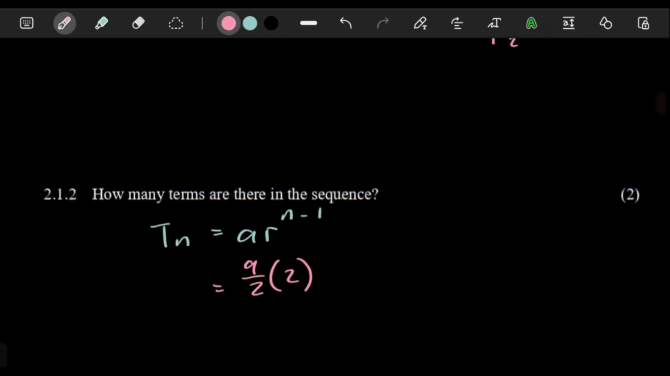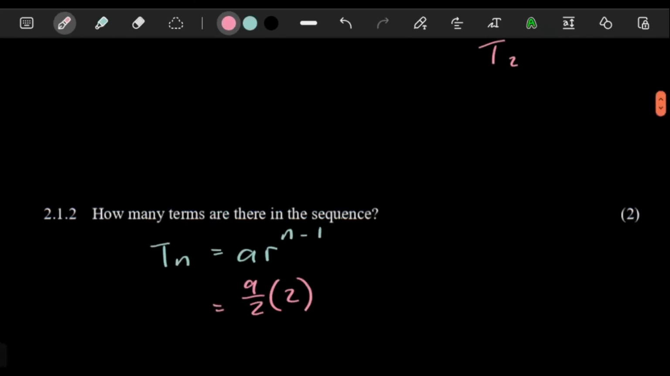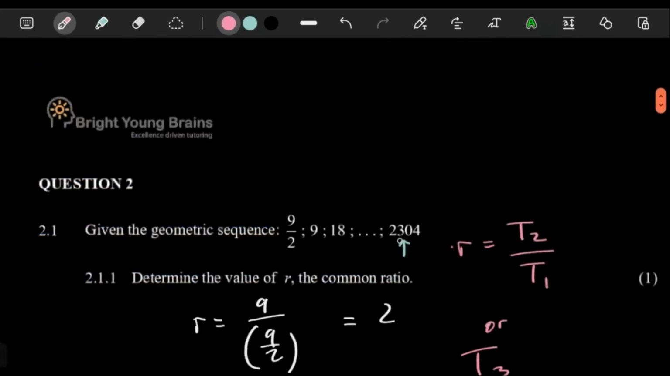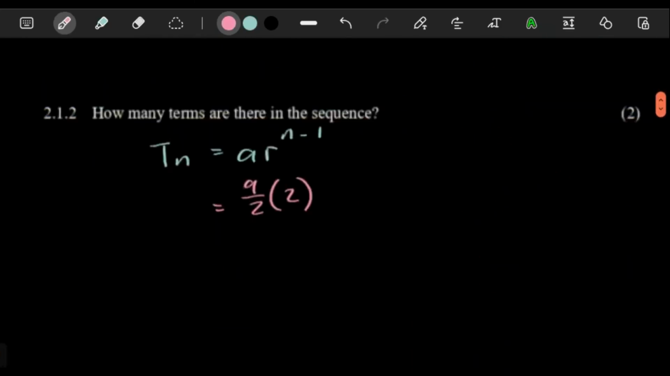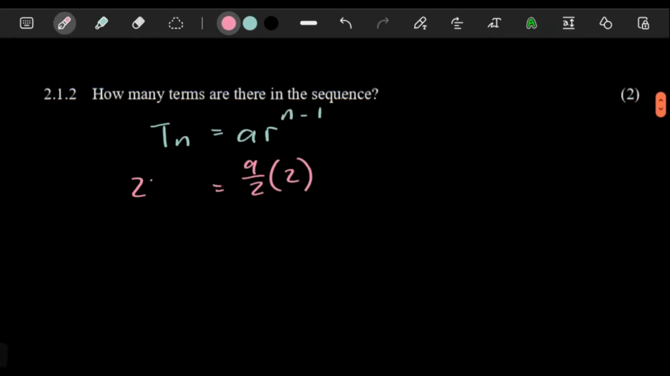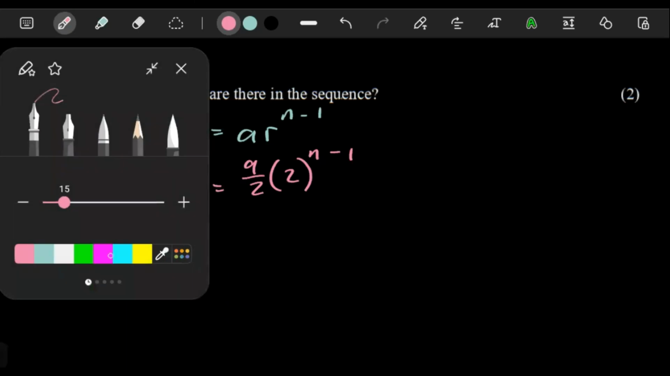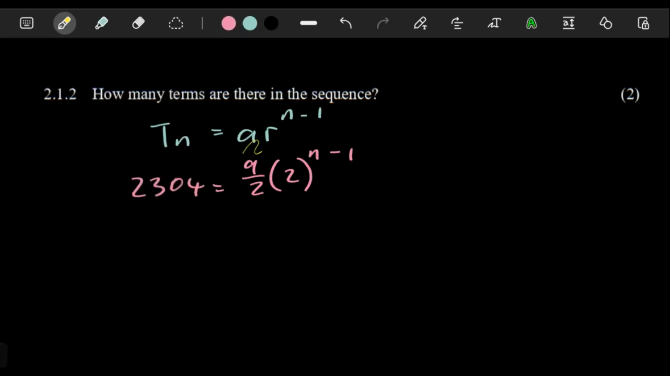Now remember, we want to work out the position of 2,304. So where Tn is, you can put 2,304 there. Then where n is, you can leave it open, because we're trying to work out the position of this term, if this is the general term. Remember, this is the standard format of a geometric sequence. So we can just put in our a and our r here, and then the value that we actually have, and then we can find its position.